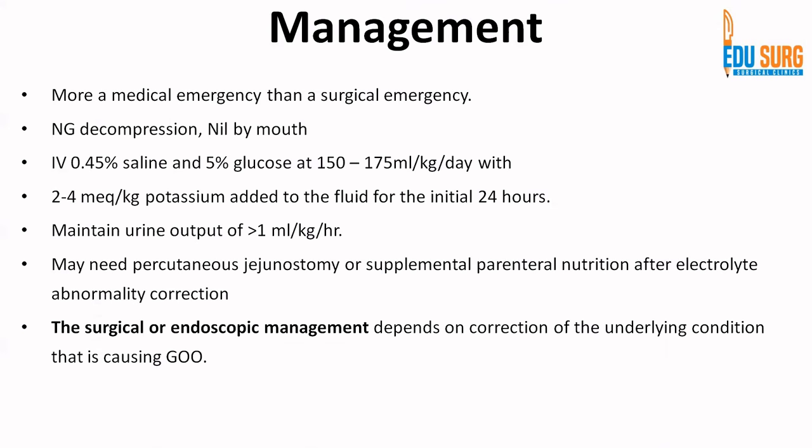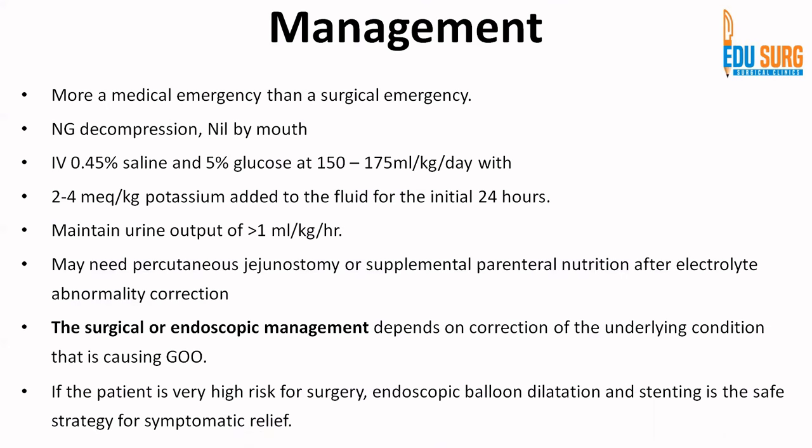Once that is done, based on the diagnosis, we saw the flowchart of different causes of gastric outlet obstruction. So the surgical or endoscopic management will depend on correction of the underlying condition that is causing the gastric outlet obstruction. If the patient is very high risk for surgery, then now you have the option of endoscopic balloon dilatation and stenting, or even an endoscopic gastrojejunostomy as a strategy for symptomatic relief.